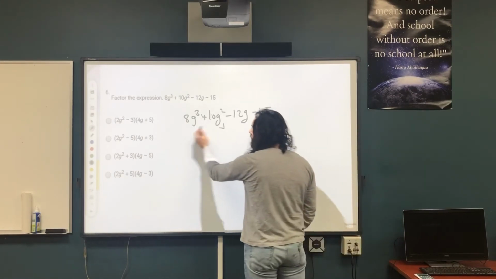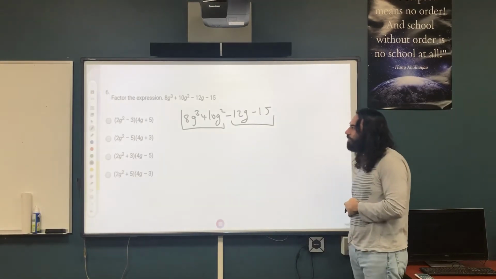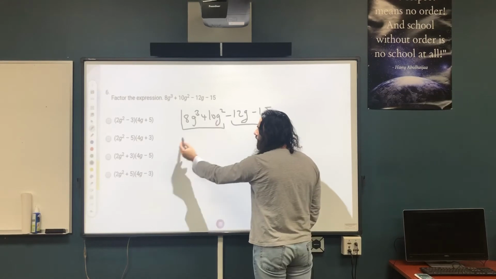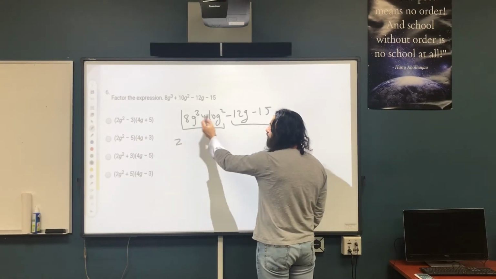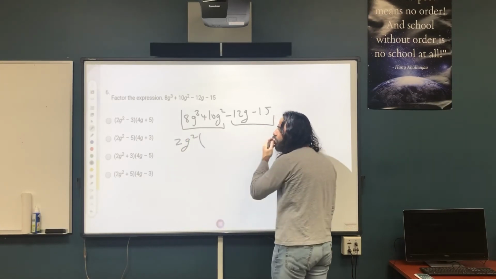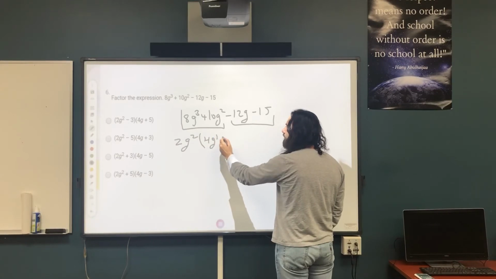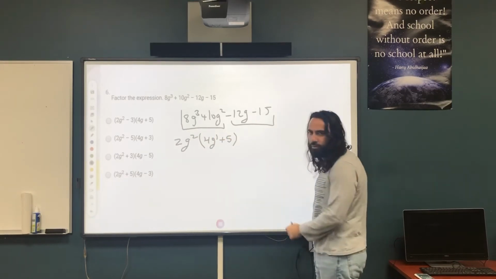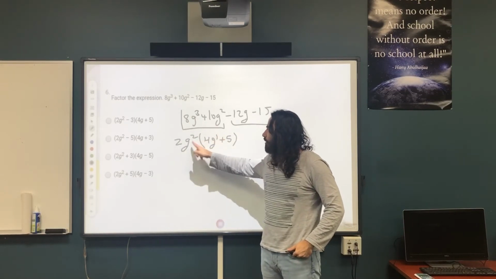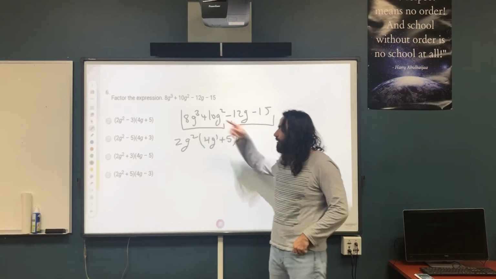So we'll take the first two and the last two. Between 8 and 10, what's the greatest common factor? It's the 2. Between g cubed and g squared, we'll take g with the lowest one, which is squared. Open parentheses, it's going to be 4g to the power of 1 plus 5. Again, why 4g plus 5? Because 4 times 2 is 8. G to the power of 1 times g squared is g cubed, because 1 plus 2 is 3. And 5 times 2 is 10g squared.